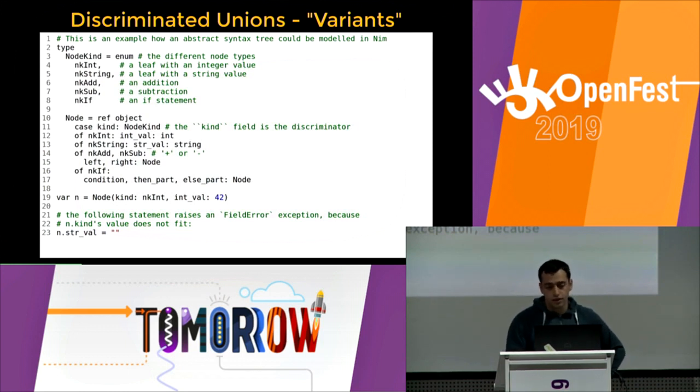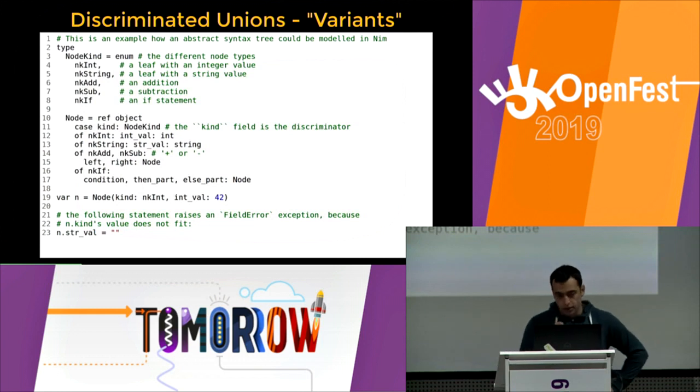In this case, if we want to model an abstract syntax tree in the NIM language, what are we going to need? We're going to need an enumeration to distinguish different types of nodes, and also a node class, in this case a node object, which, depending on the type of node it is, will have different fields.